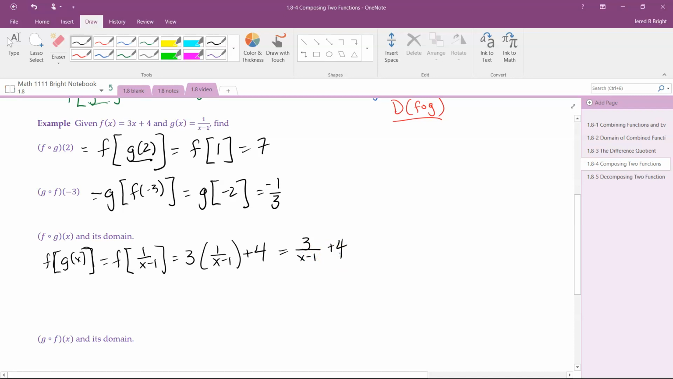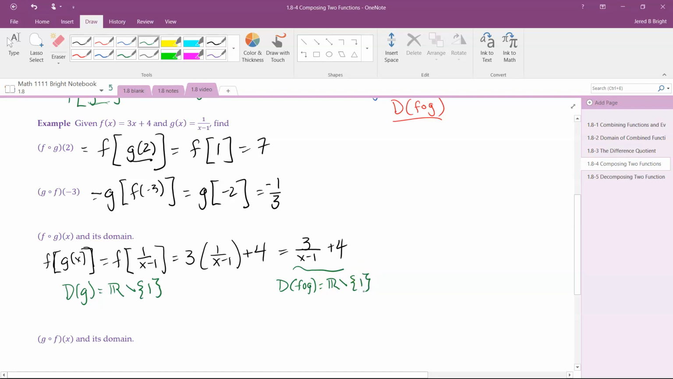Now I could find a common denominator and all that. I'm not going to. But now I need to look at the domain. So if I look at the domain of g, that is going to be all real numbers except 1. Now this is the composition, right? So the domain of f of g of x, that's going to be defined even if I were to find a common denominator and all that jazz. Really, this is just going to be all real numbers except 1.